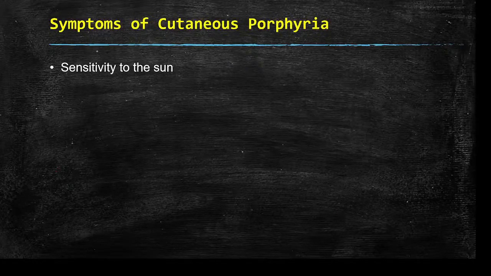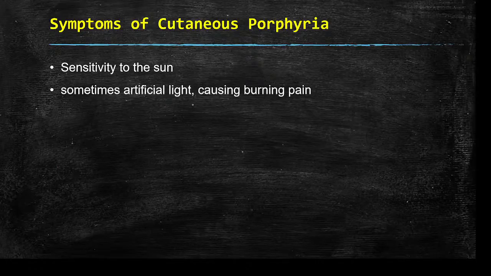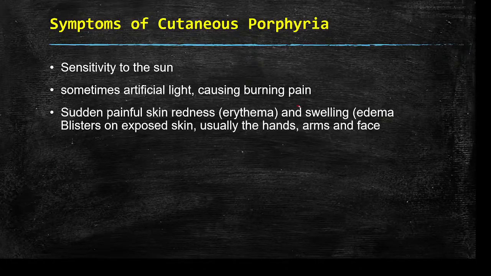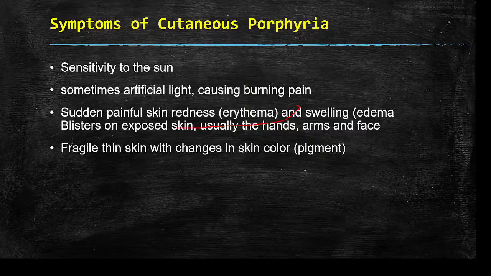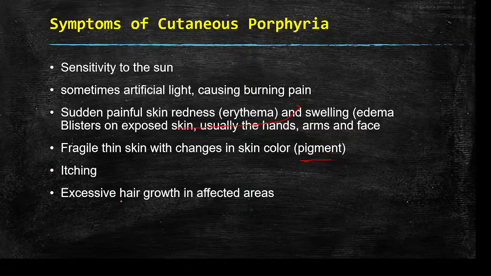Symptoms include sensitivity to sun. Sometimes artificial light can also cause burning pain, sudden painful redness and swelling, and blisters on exposed skin, usually the hands, arms and face. The skin becomes very fragile with changes in skin color due to pigmentation. It will cause itching. There might be excessive hair growth in affected areas. Red or brown urine is observed.